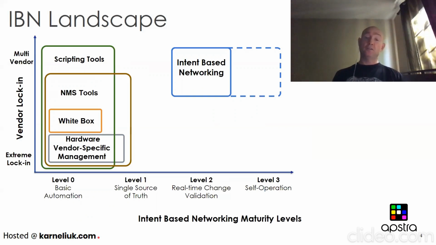Level 2, and we are talking about steps that build on top of each other. If you didn't do basic automation, single source of truth doesn't really matter. If you don't have single source of truth, there is nothing you can reason about. So level 2 is real-time change validation. What do we mean by that?